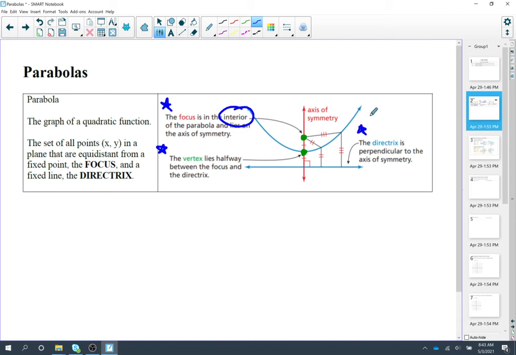The directrix is perpendicular to the axis of symmetry, which cuts the parabola in half, and it's this line that's going to lay down here. Now, if I take any point on my parabola, let's say the point right here, and I find the distance from this point down to the directrix and over to the focus, that is going to be the same distance. If I travel up my parabola and find the distance down to the directrix and over to the focus, those are going to be the same. And by connecting all of those points, that's how we find the shape of our parabola.